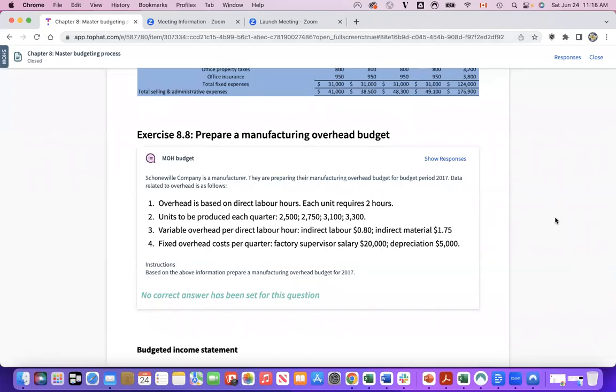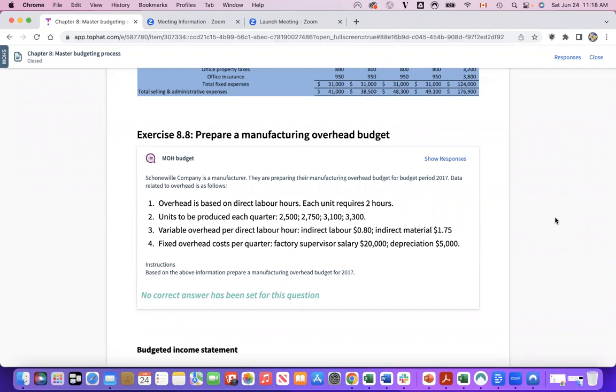All right, let's look at exercise 8.8 and preparing a manufacturing overhead budget. Seanwell Company is a manufacturer. They are preparing their manufacturing overhead budget for budget period 2017. Data related to overhead is as follows. Their basis for overhead is direct labor hours. Each unit produced requires 2 hours.